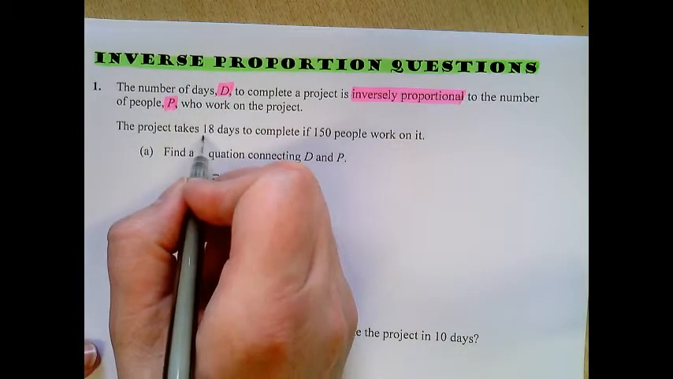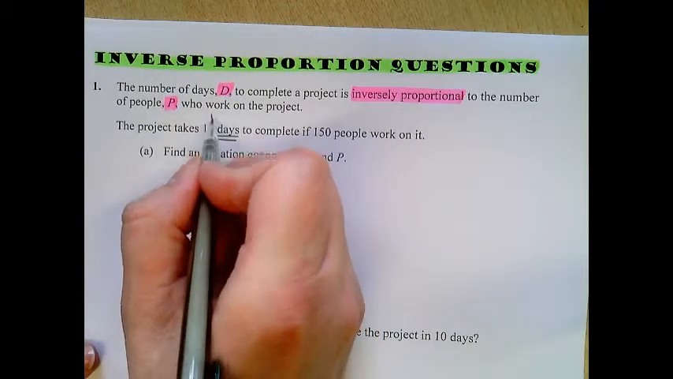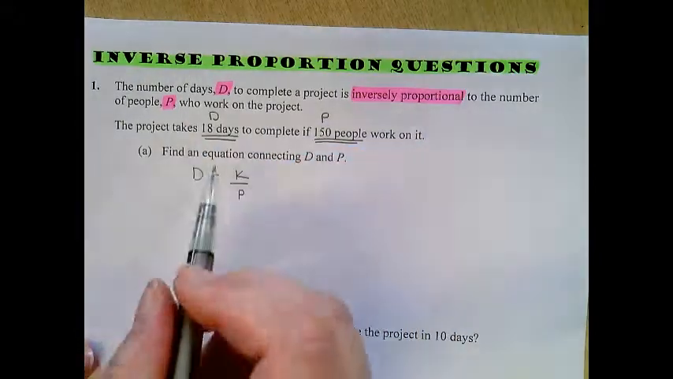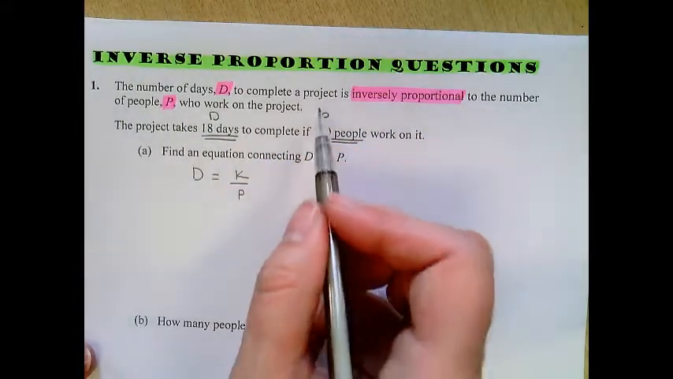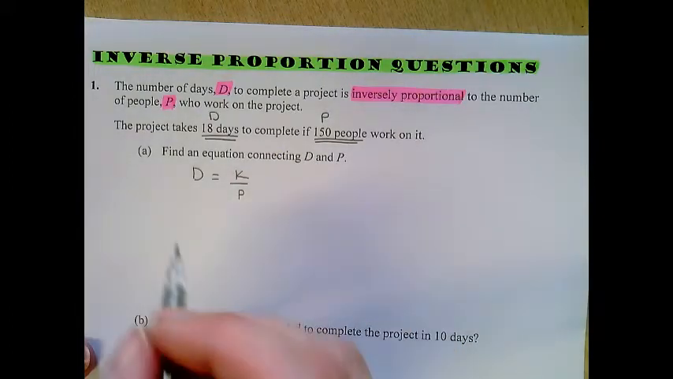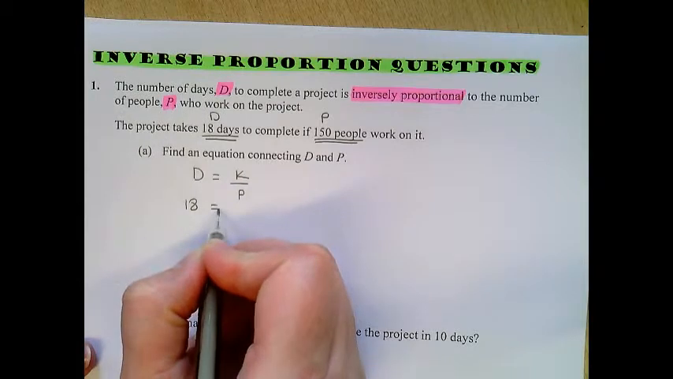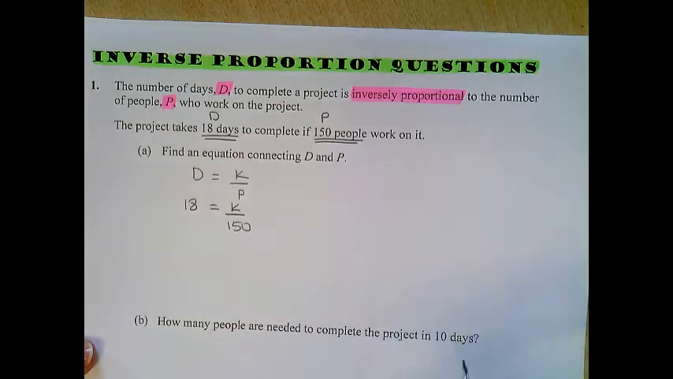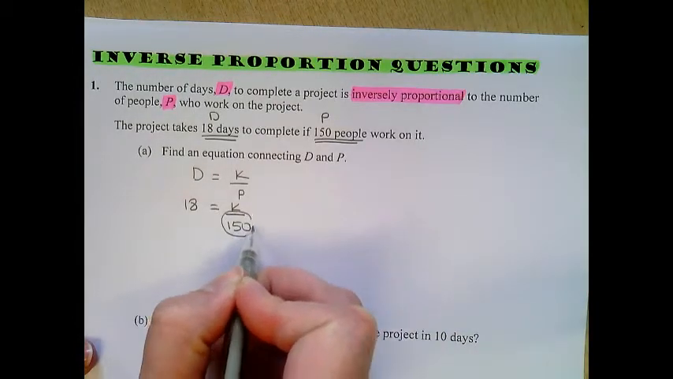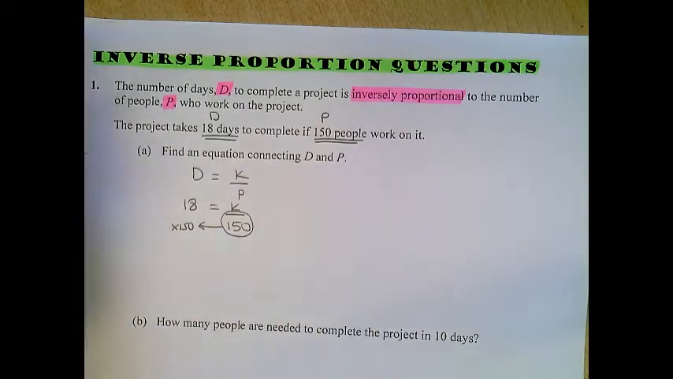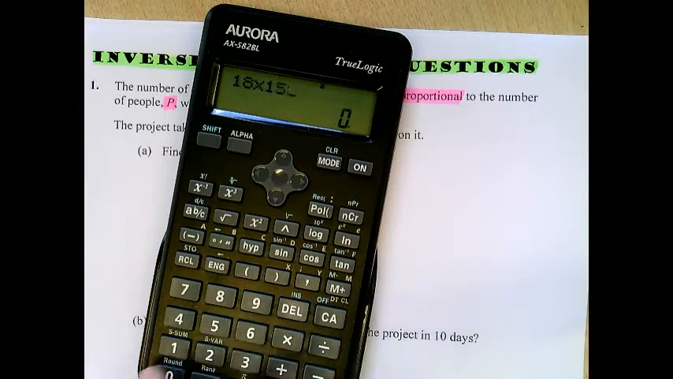Then you're told the project takes 18 days, so D is 18 when 150 people work on it. So they're telling you that whenever D is equal to 18, P works out at 150. So we slot those numbers in, and that should help us find K. So D equals 18 equals K divided by 150. To get the K on its own, we bring the divide by 150 over and do the opposite, so times by 150. So 18 times 150 gets you 2,700.